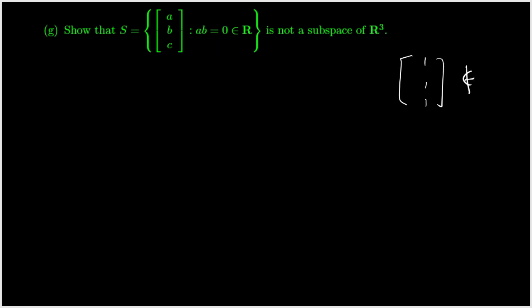So it's not in S. Now let me ask you one more question, okay? So maybe two more questions. Is 201 in S? You multiply the first two components. This time you have 2 times 0, which is 0. The product of the first two components is equal to 0. So that's a vector in S.